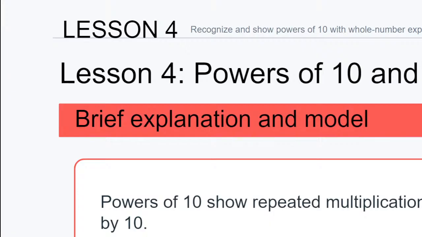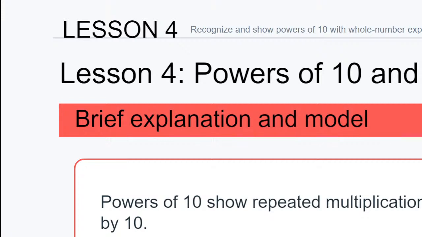Lesson 4, powers of 10 and base value. Powers of 10 show repeated multiplication by 10. 10 to the power of 1 equals 10. 10 to the power of 2 equals 100. 10 to the power of 3 equals 1000. For positive whole number exponents, the exponent tells how many zeros follow the 1. Remember, multiplying by 10 shifts digits 1 place left.